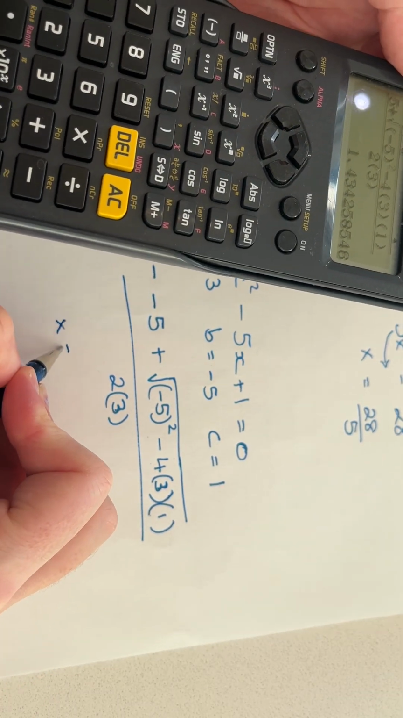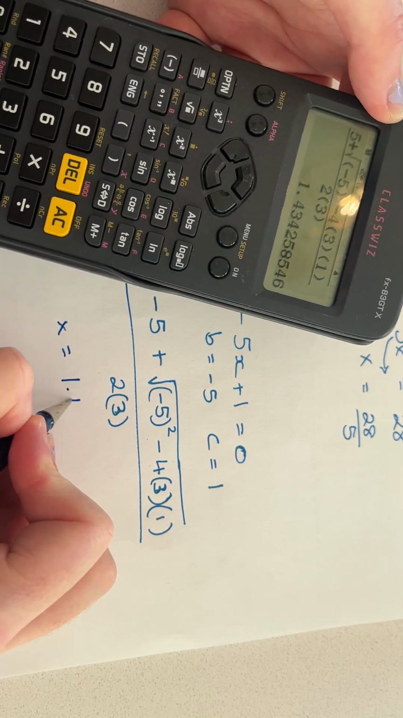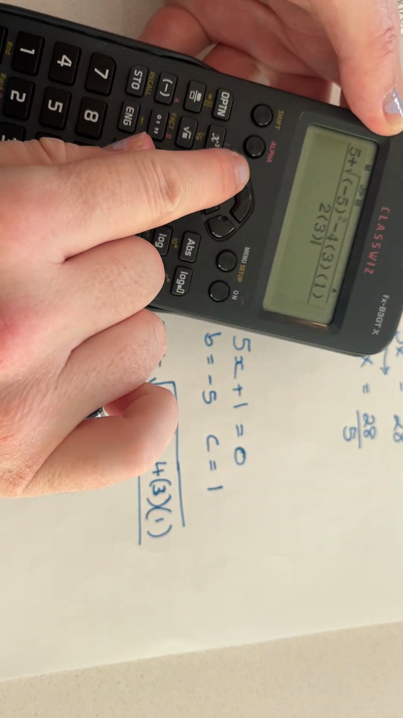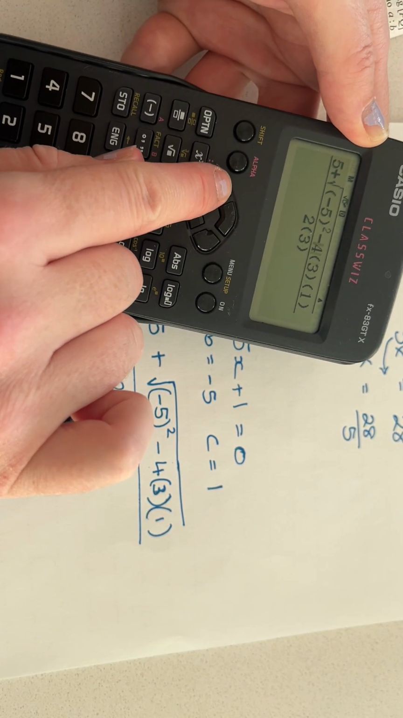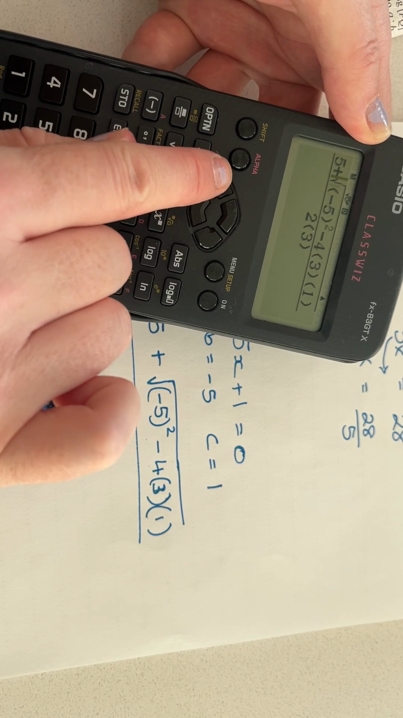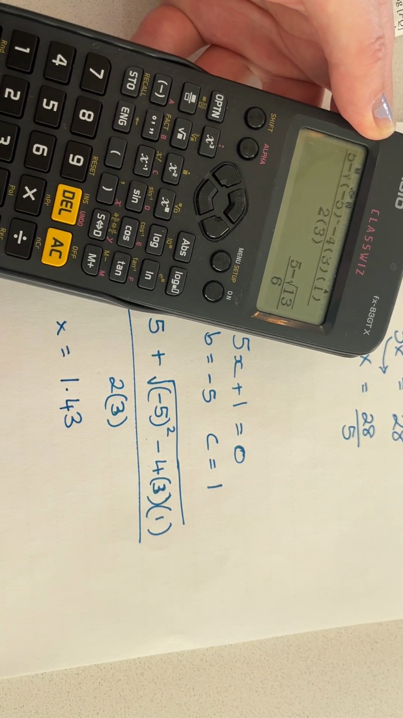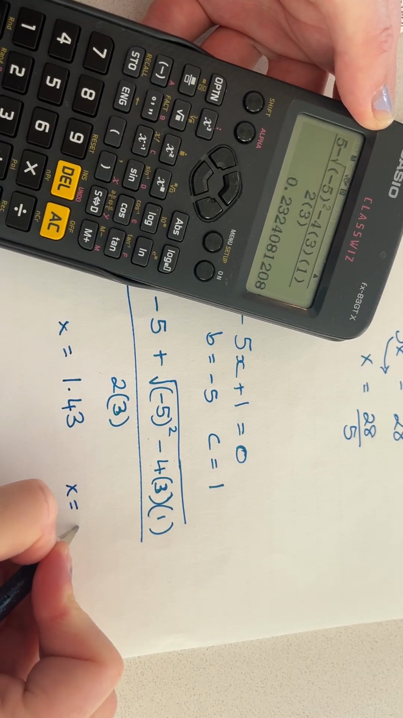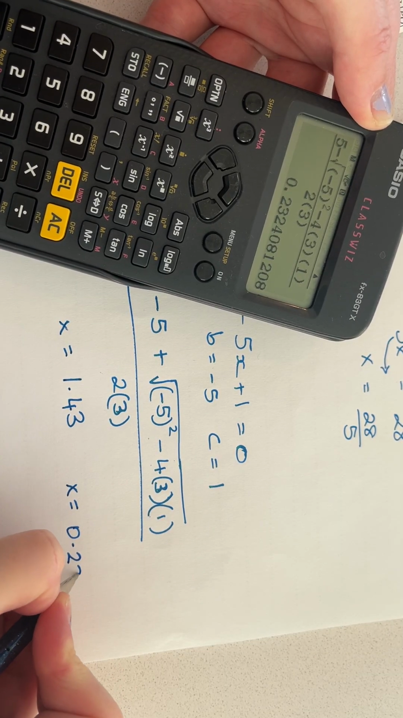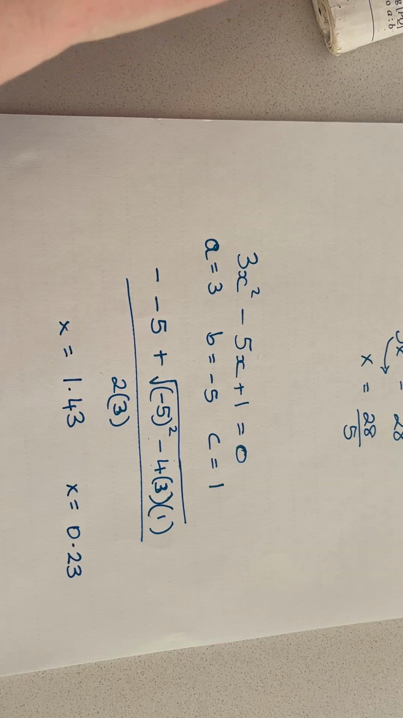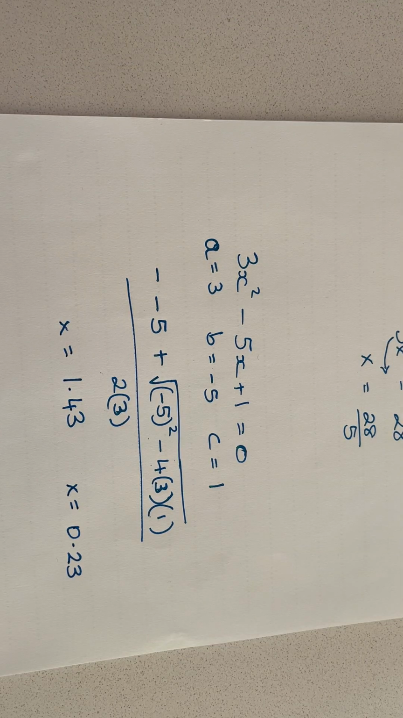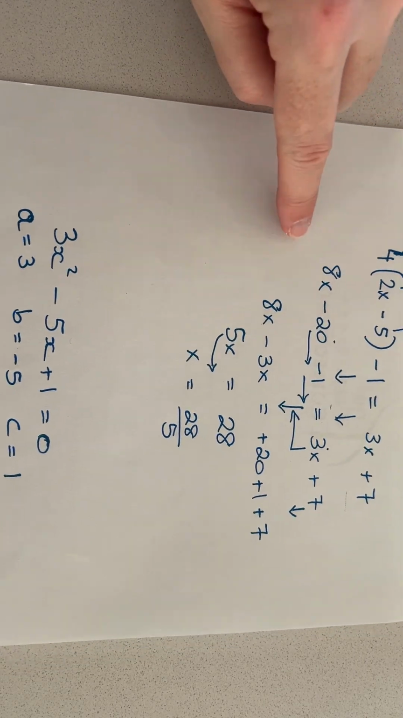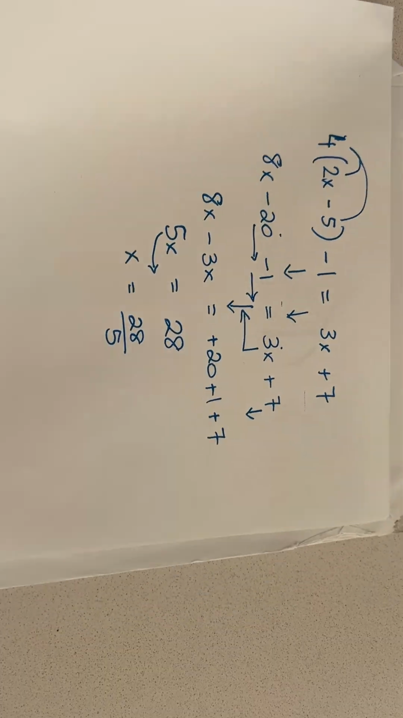So one of my answers is 1.43. And the other one is, when I go back here, and instead of the plus, I replace it with a minus. And again, to 2 decimal places, 0.23. Next question is solving again, so it's similar to this one.